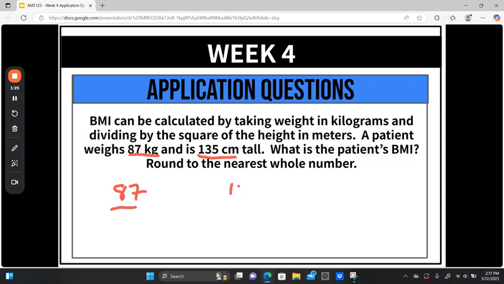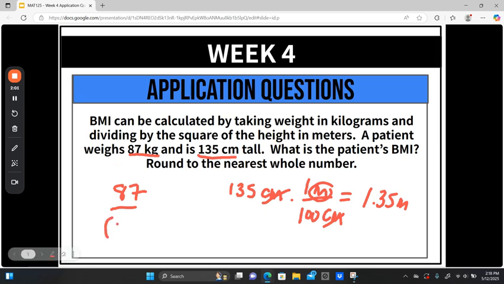So let's take our height in centimeters and convert it to meters. We know that there are 100 centimeters in a meter. And when we divide 135 by 100, we get 1.35 meters. And our units would cancel and we'd be left with meters. But we want to take the square of the height in meters.